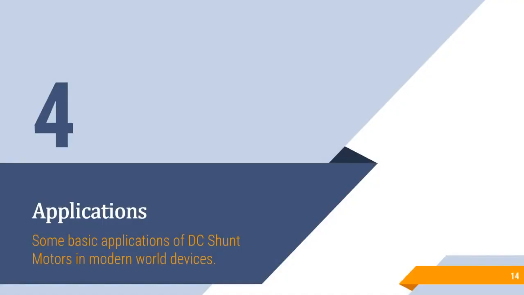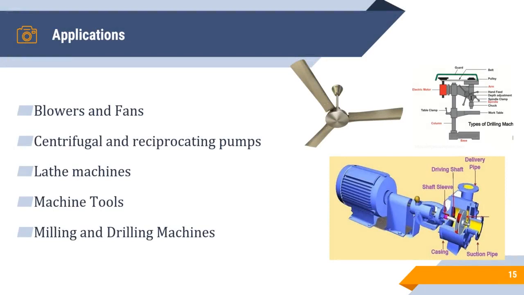Now let us discuss some applications of DC motors in modern world devices. Here are some devices along with the pictures, and also shown with the labeling. The devices are blowers and fans, centrifugal and reciprocating pumps, lathe machines, machine tools, and milling and drilling machines.